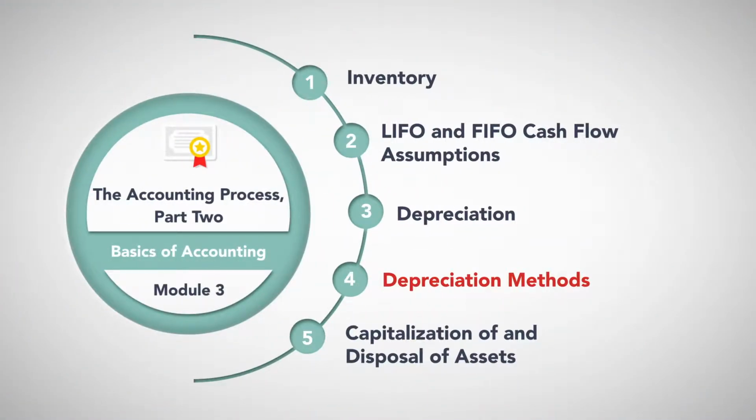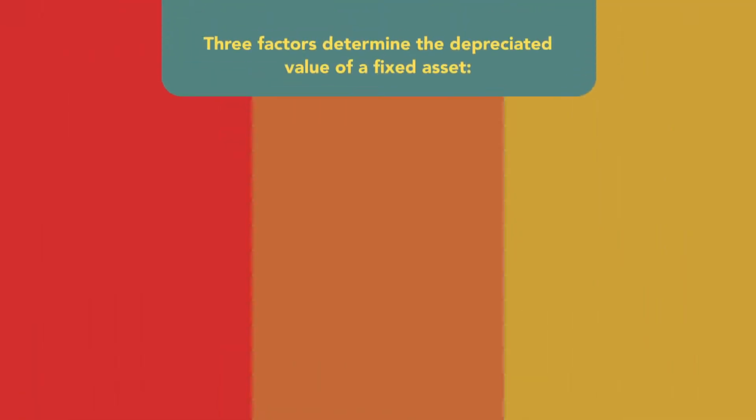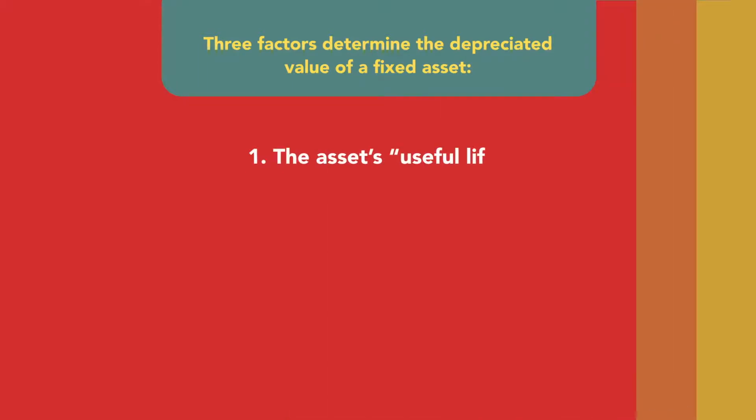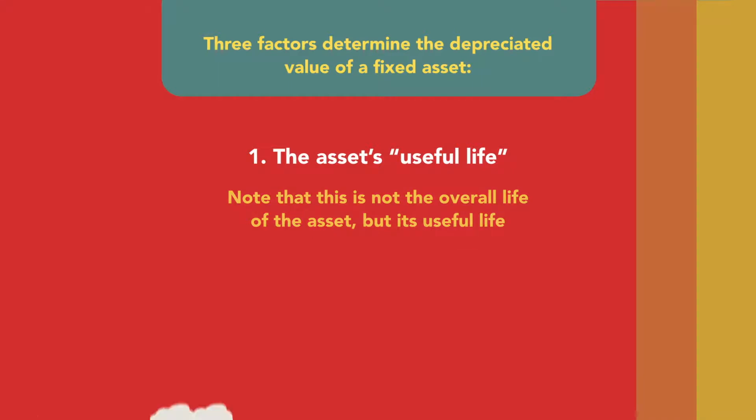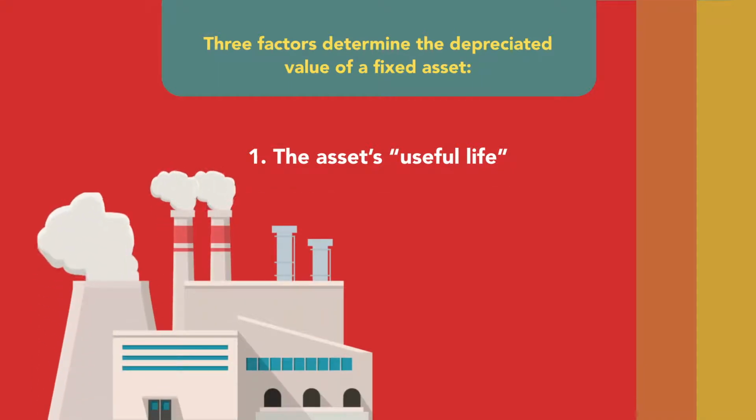Depreciation methods. Three factors determine the depreciated value of a fixed asset. First is the asset's useful life. Note that this is not the overall life of the asset, but its useful life. For example, a company may purchase a plant with a 30-year lifespan, but it will only be useful for 20 years.